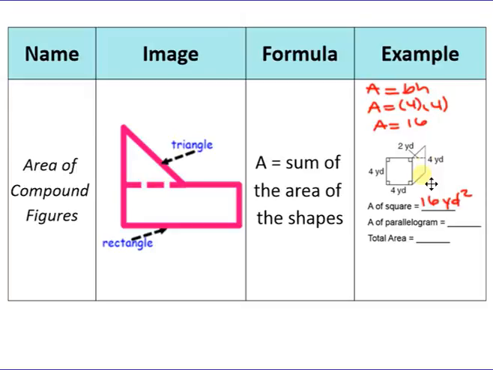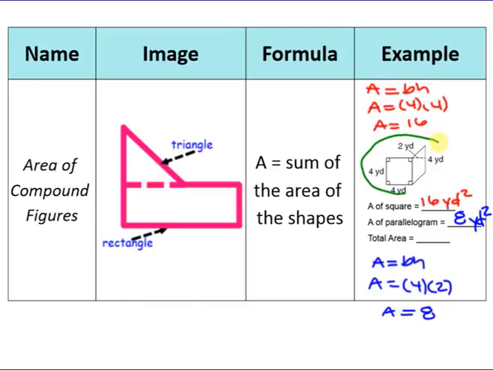Okay? Now we're going to move on to the parallelogram right here. So the formula for area of a parallelogram is also area equals base times height. So area equals, the base of the parallelogram is 4. The height of the parallelogram is 2. So 4 times 2 is 8. So the area of the parallelogram is 8 yards squared. Now, the total area of this compound figure is going to be 16 yards squared plus 8 yards squared. So 16 plus 8 is 24 yards squared. And that is going to be your final answer.